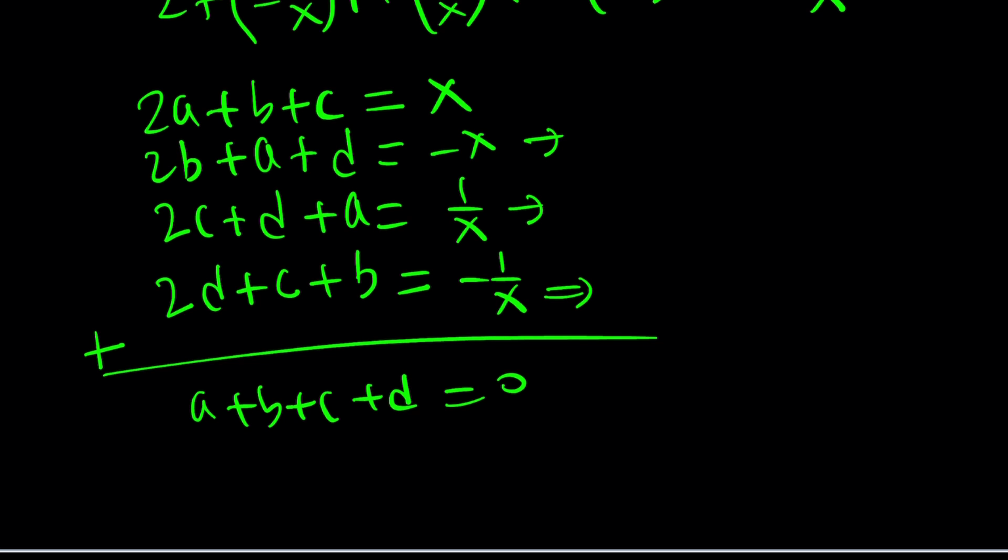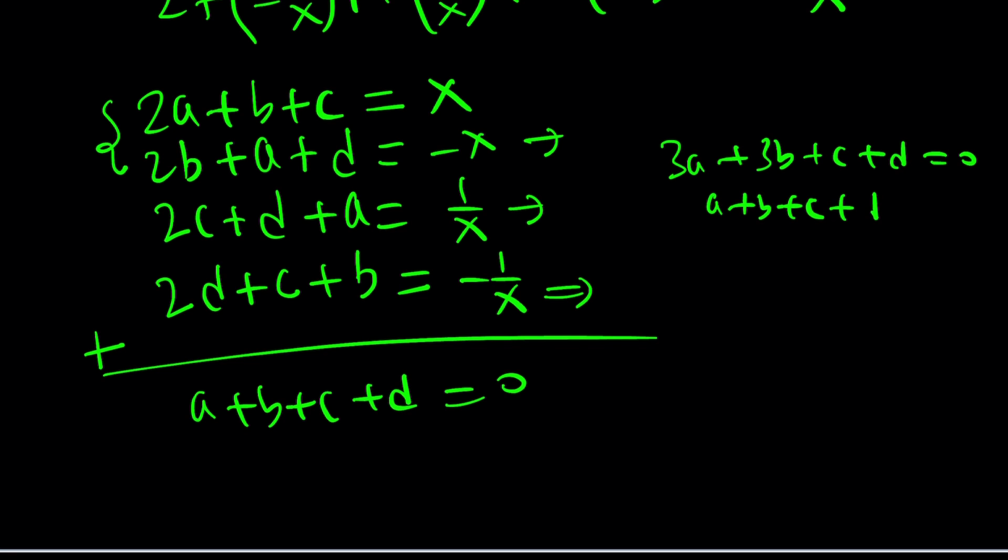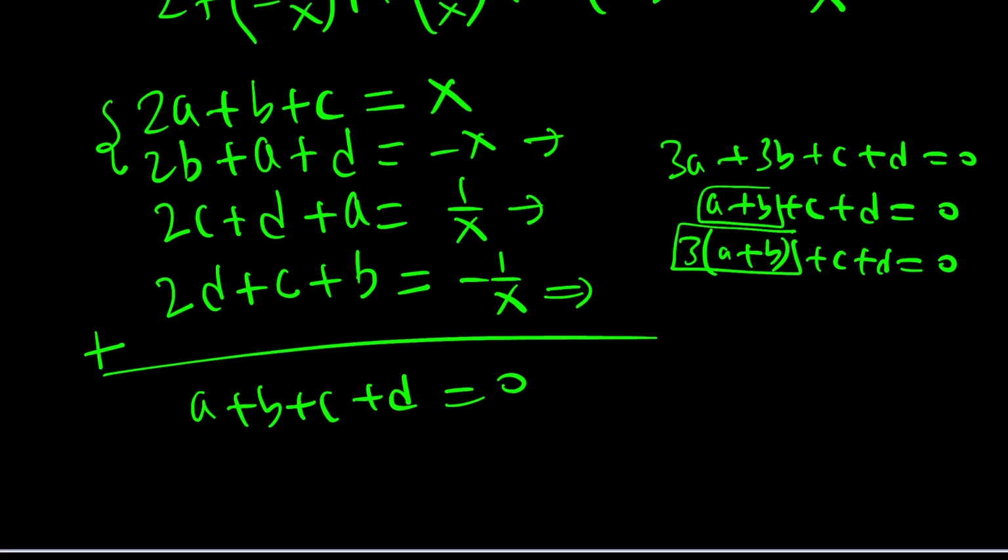For example, if I add the first 2 equations, I'm also getting 0. Let's check that out. 2a plus 3b plus c plus d is 0. And we also know that a plus b plus c plus d is 0, which means 3 times a plus b plus c plus d is 0. So from here, we basically get that a plus b and 3 times a plus b are the same, because they basically mean the same thing. So from here, we get a plus b equals 0, which is cool. That also means c plus d is equal to 0. Does that mean everything is 0? Probably, but we can continue checking.